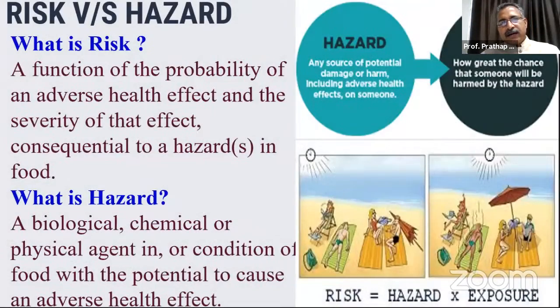Therefore, we talked about two words till now. One is risk, one is hazard. Are these the same? Are they different? What is a risk? Risk is a function of the probability of an adverse health effect and the severity of that effect, consequential to the hazards in the food.